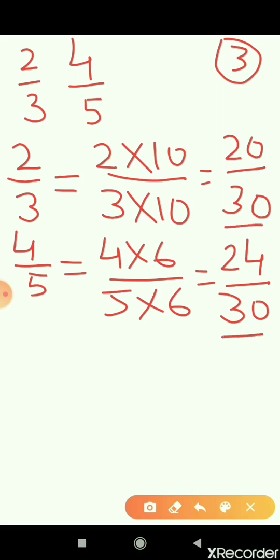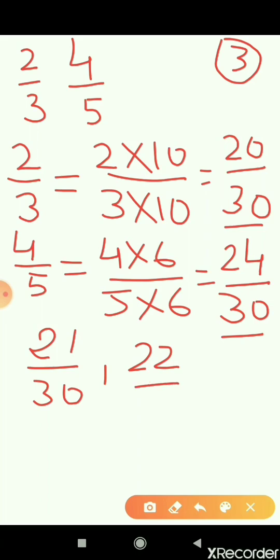So the rational numbers between 2 upon 3 and 4 upon 5 are 21 upon 30, 22 upon 30 and 23 upon 30.